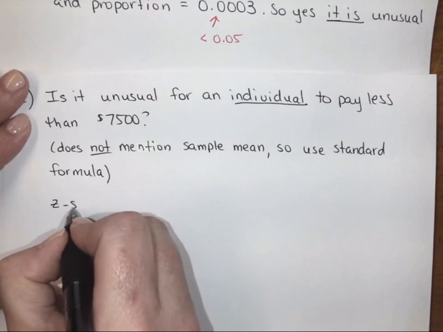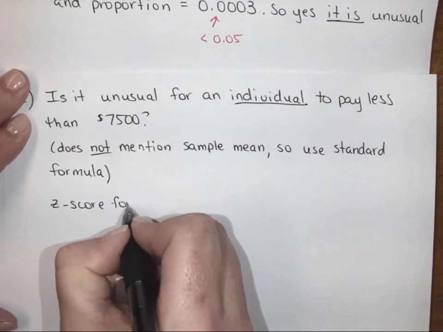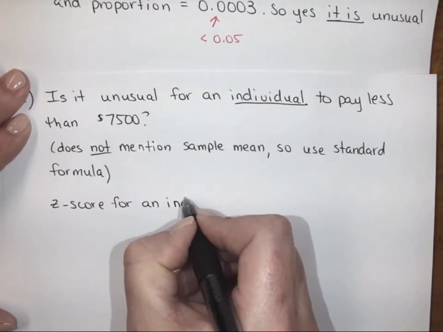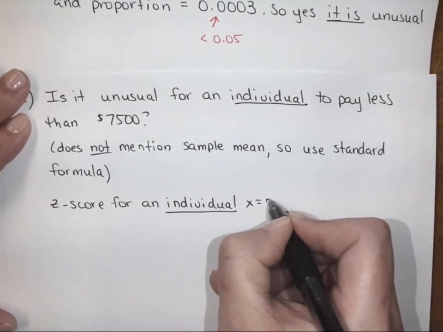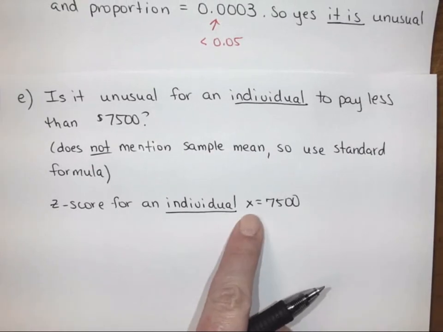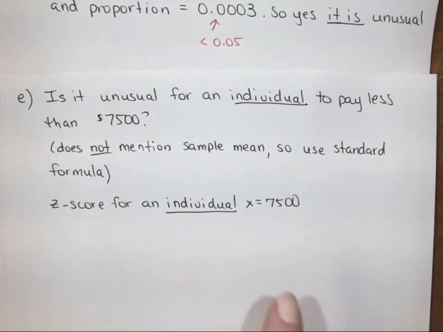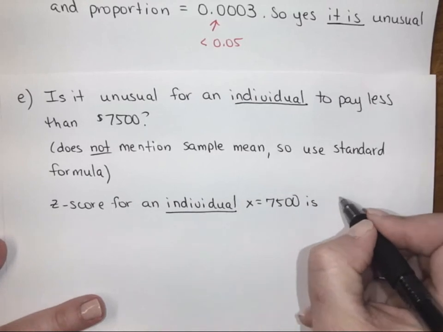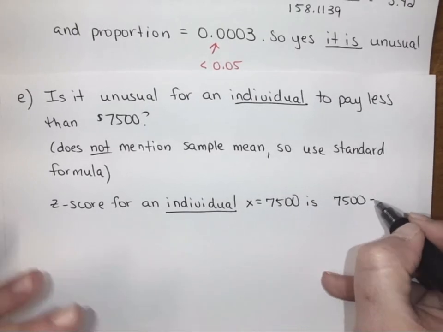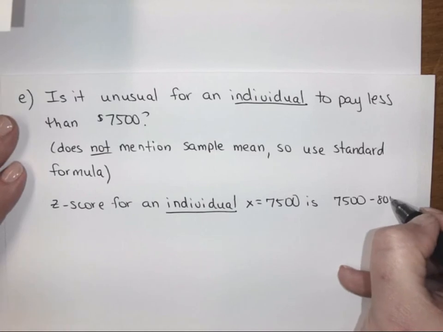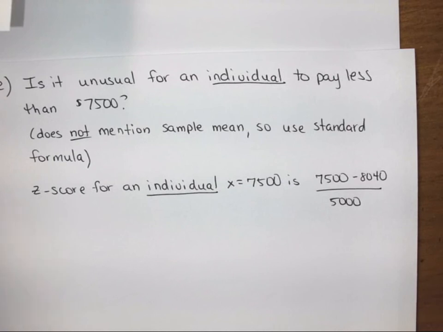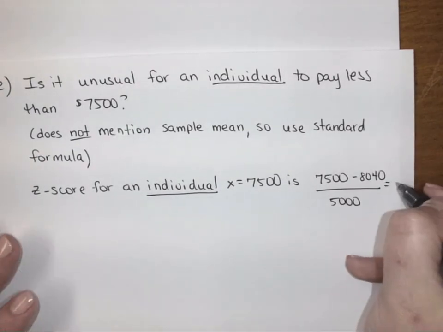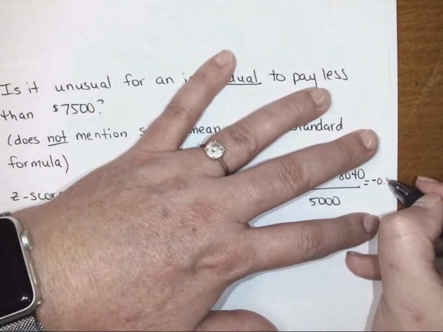So when we go to find the z-score for an individual, x equals 7,500. Okay, it's subtle, but notice I'm not saying x bar because that's not what I have. Okay, it's just plain old x. It is going to be 7,500 minus the 8040, and then all over 5,000. I don't put it over the 158.1139 because it's not a sample mean. Okay, and notice this equals negative 0.11.